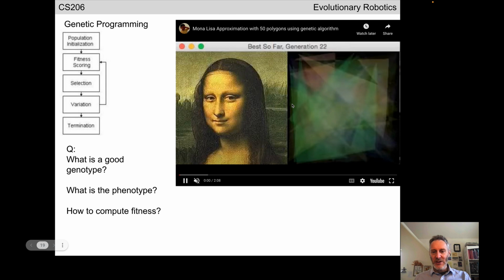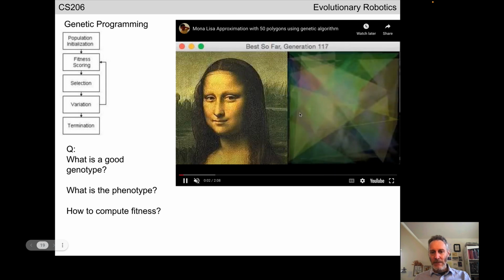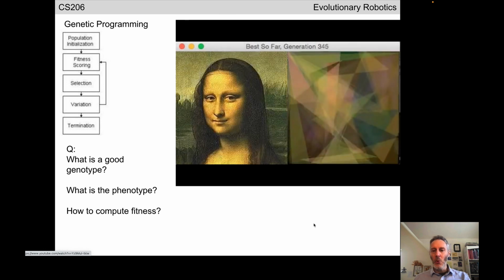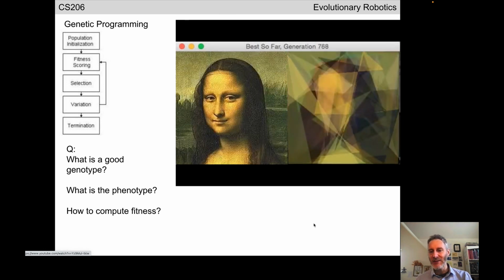So to finish up, actually, I'll speed this up a little bit. You're watching this evolutionary process. You can see the generations counting off at the top of this figure. And hopefully you can start to see how different trees in the population are creating different images. And these images slowly are getting better at approximating the Mona Lisa.